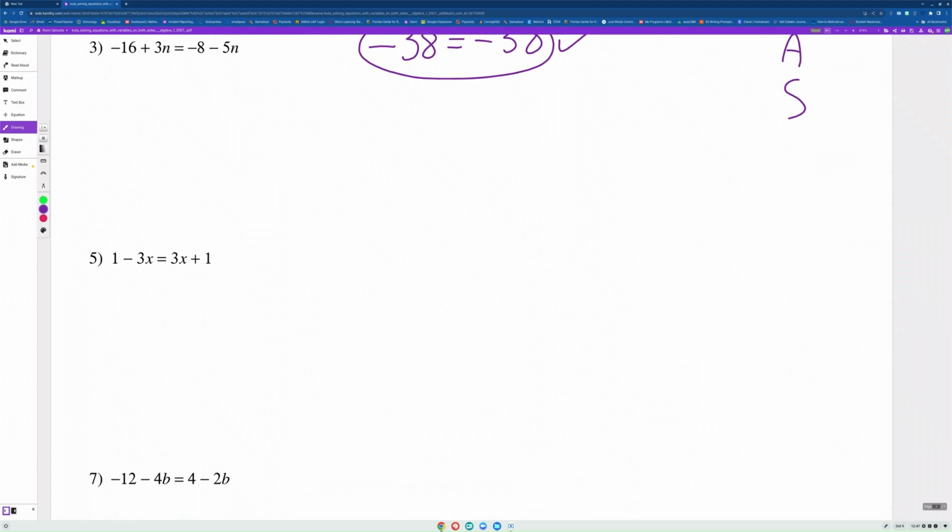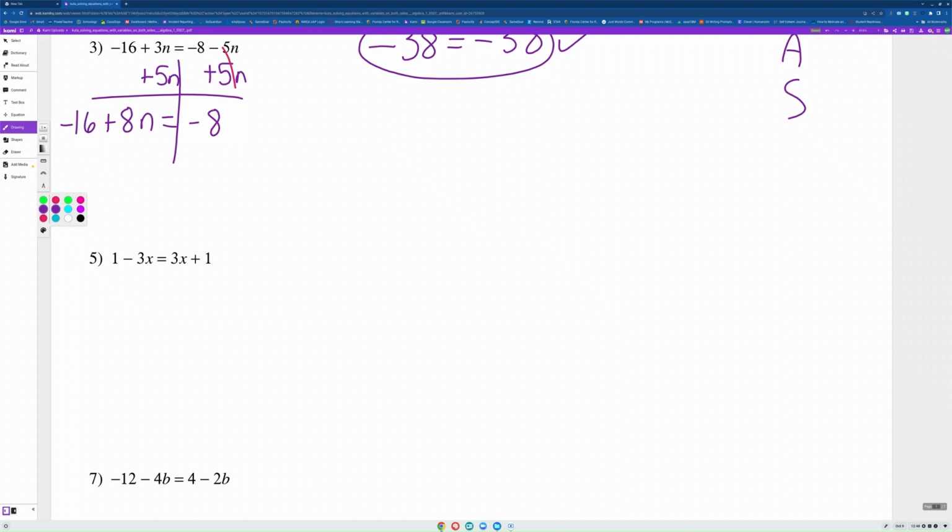I highly recommend getting a pencil, paper, calculator, and following along with me as I do this one. So we have negative 16 plus 3n equals negative 8 minus 5n. All right, so like we said, my first step is to go ahead and move all those variables over. So in this case, I think I would like to add 5n on both sides. Once I do that, I'm going to get negative 16, and then 5 plus 3 is 8n is equal to negative 8, and then because I did the opposite operations, those cancel.